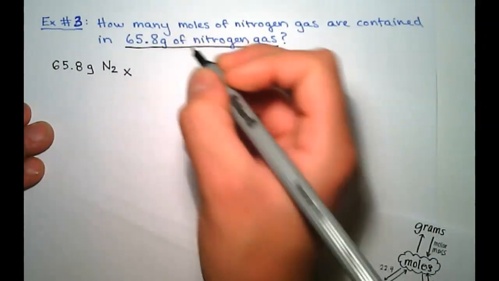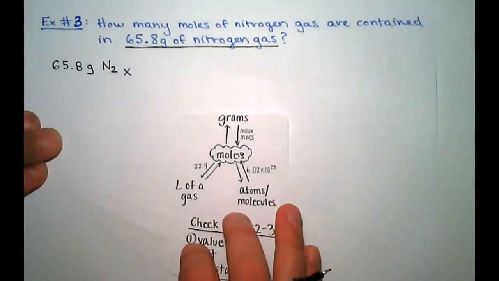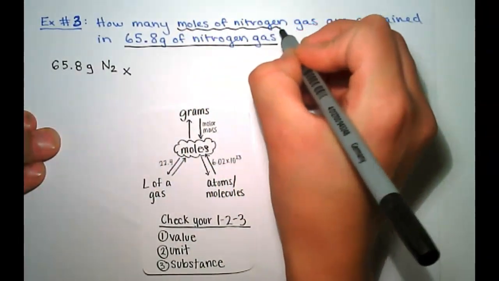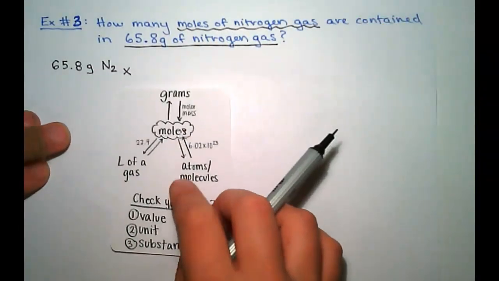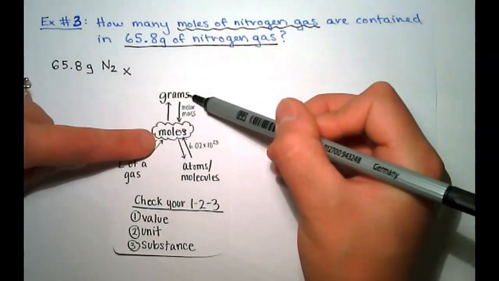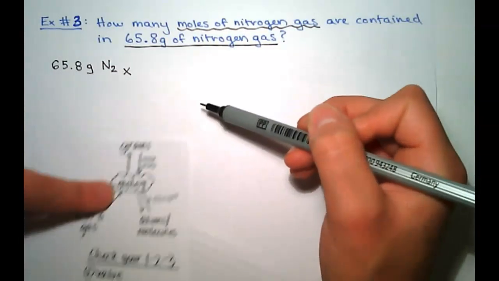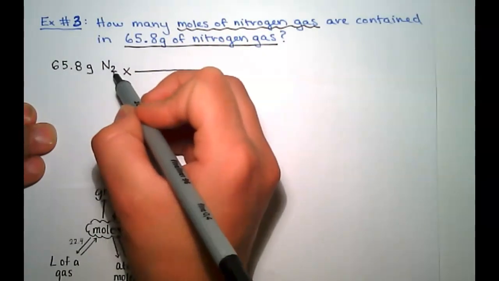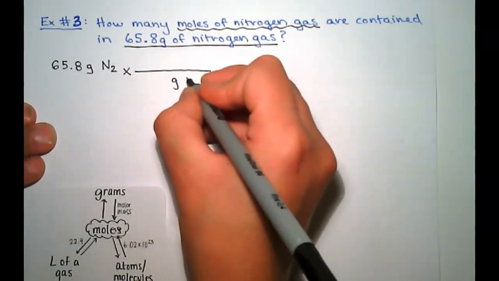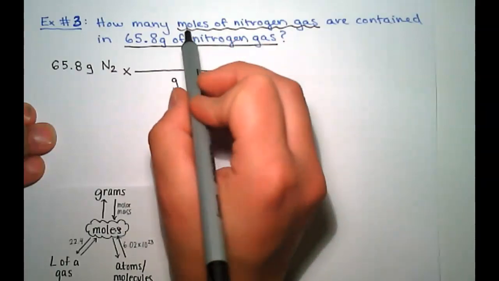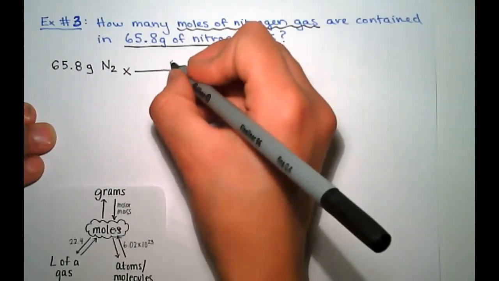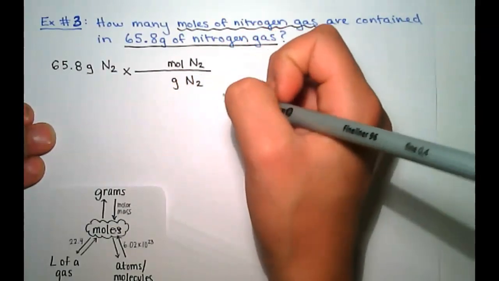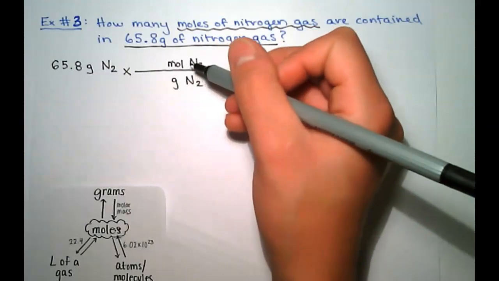And I know I'm going to have to multiply by at least one conversion factor. I need to get to moles of nitrogen gas. I'm starting with grams, so from grams to moles, that's just going to be one conversion. So I'm going to put my conversion factor. I want grams of nitrogen gas to cancel, so I'm going to put grams of N2 on the bottom. And then I want to get to moles of nitrogen gas, so moles of N2 goes on top. Now I just need to figure out how many grams of N2 equals a mole.